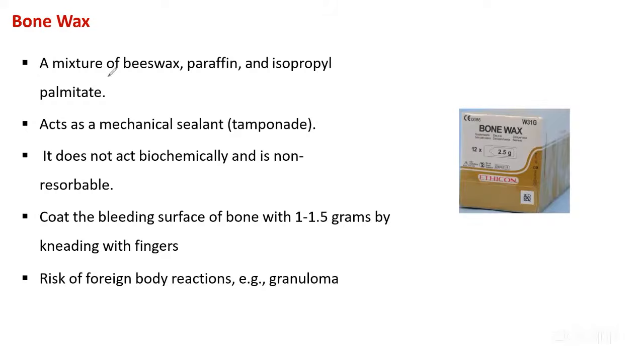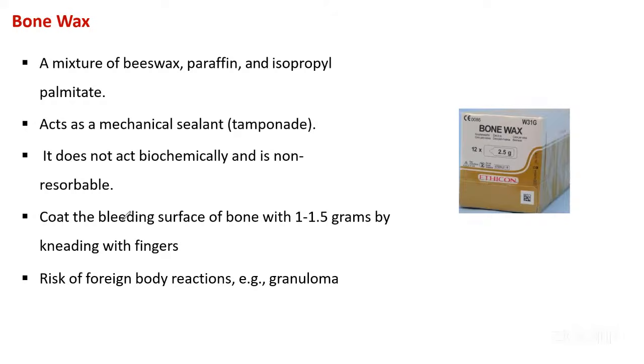Also, we have bone wax. Bone wax is basically a mixture of beeswax, paraffin, and isopropyl palmitate, which enhances the usability of this mixture. It acts as a mechanical sealant. Basically, if there is bleeding or oozing from a bone, it acts as a mechanical sealant, a tampon. It does not act biochemically, and it is non-resorbable. Therefore, there is a risk of foreign body reaction and granuloma.